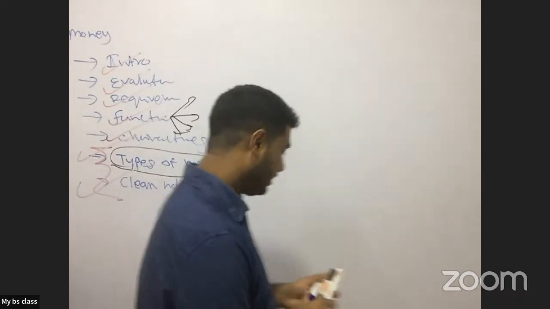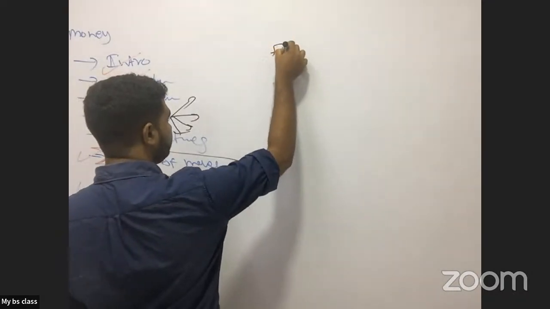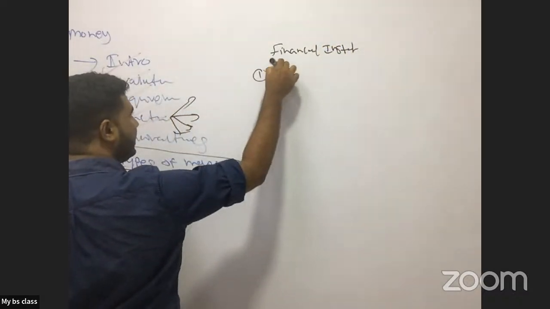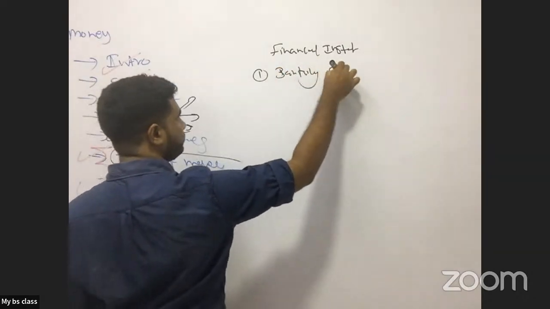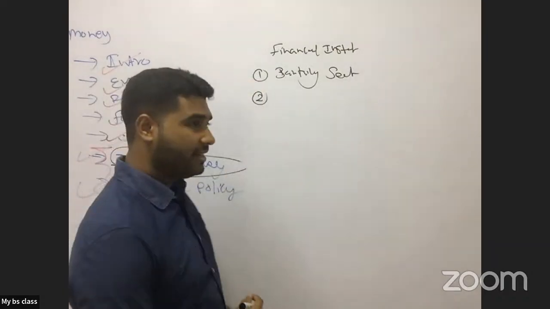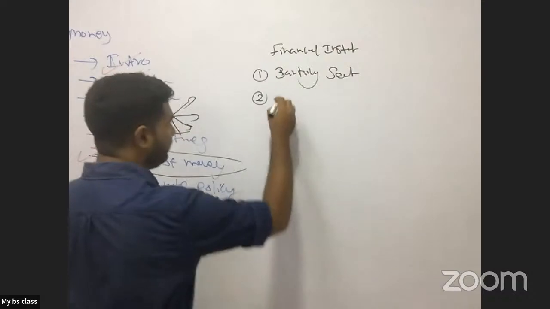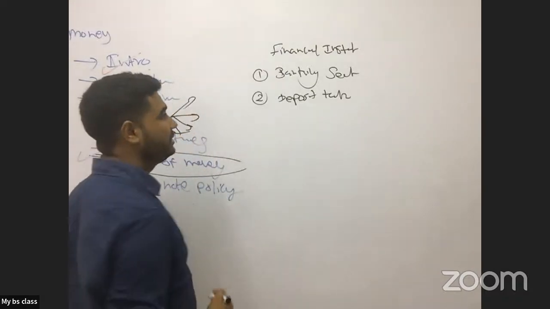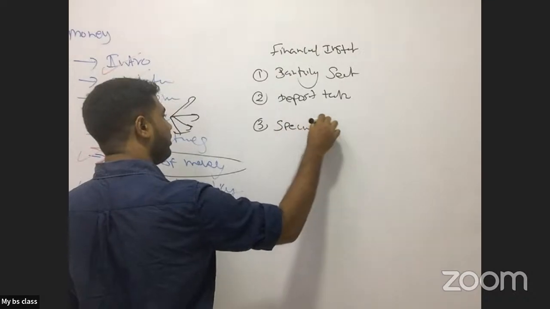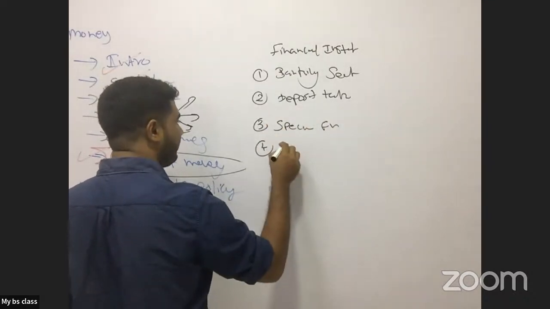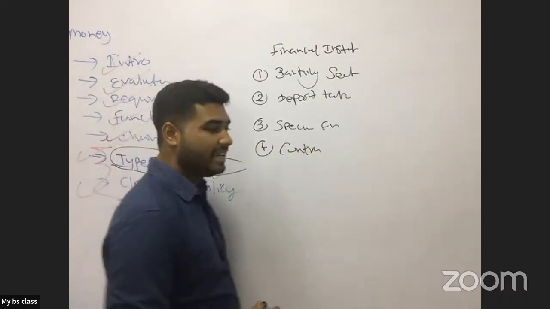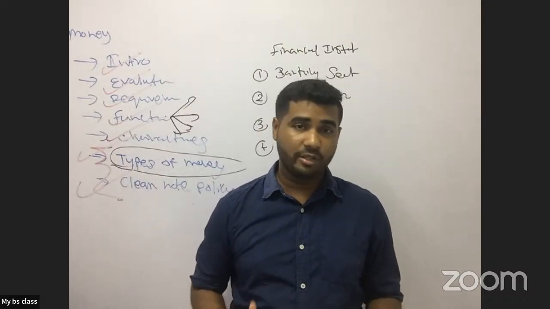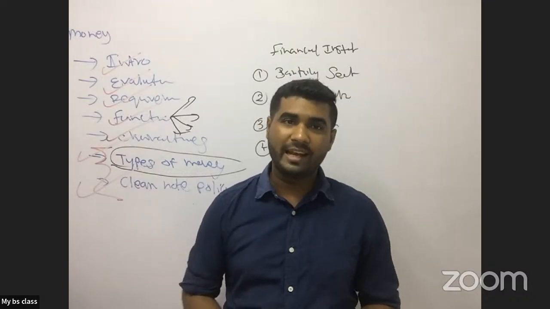The central bank classifies financial institutions into four categories. Part one is the banking sector. Then you have deposit taking institutions other than banks. Then you have special financial institutions, and then contractual savings institutions. So: banking sector, deposit taking institutions other than banks, special financial institutions, and contractual savings institutions.